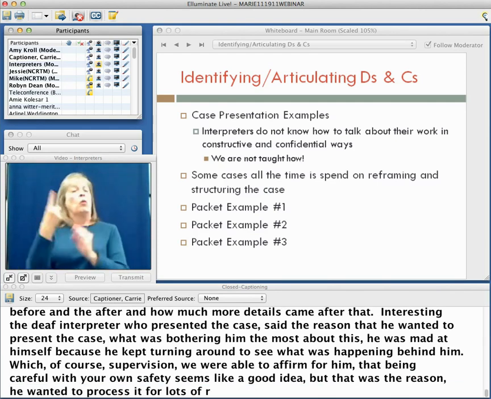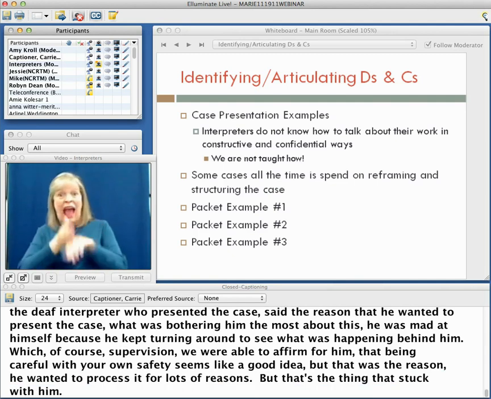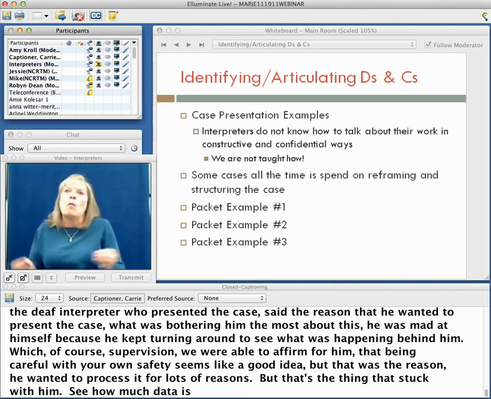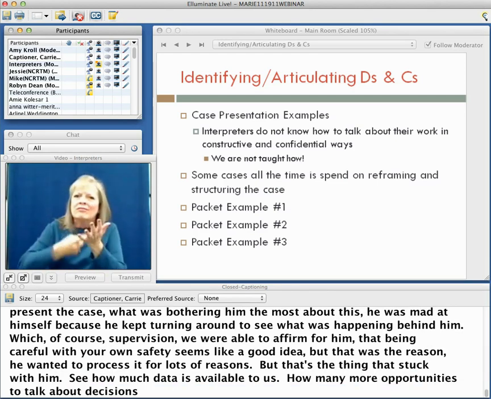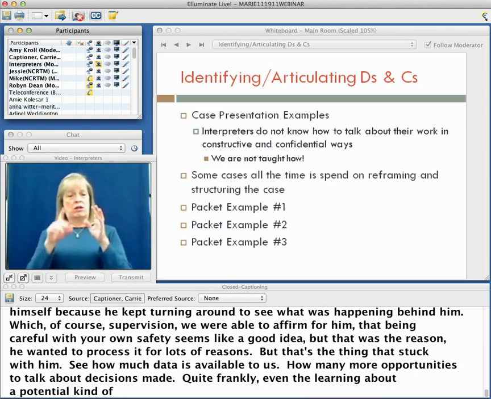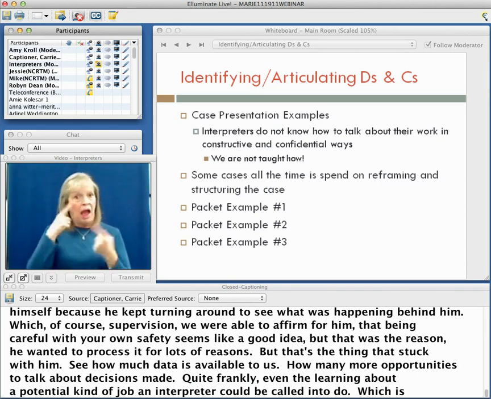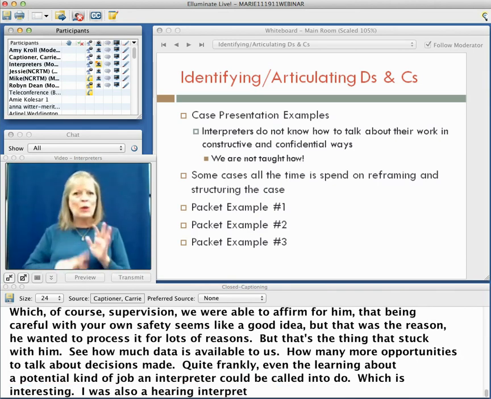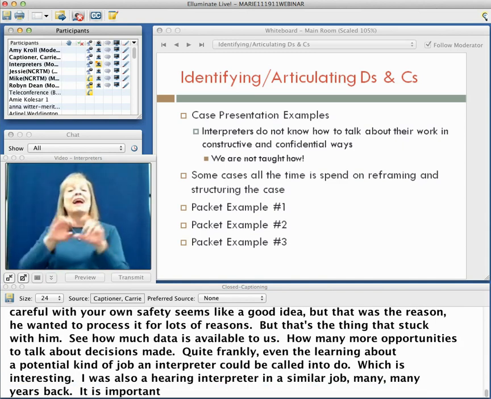See how much more data is available to us and how many different opportunities there are to talk about decisions that were made, and quite frankly even just the learning about a potential kind of job an interpreter could be called in to do, which is actually interesting because I was also a hearing interpreter in a similar job many years back. It's important that the other people in the room recognize that this is a kind of job that they could even be called into.